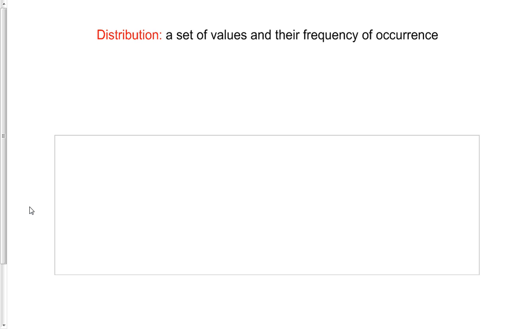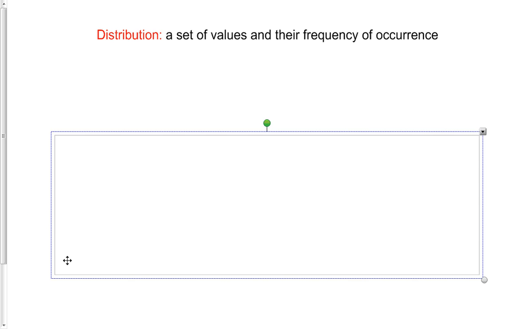In this section, we're going to look at visualizing a distribution. Now, a distribution is a set of values and the frequency of occurrence. So what that means is we have a bunch of numbers and how often these numbers show up in the distribution, in the list of numbers. So let's go ahead and take a look at something that's a fairly common example.